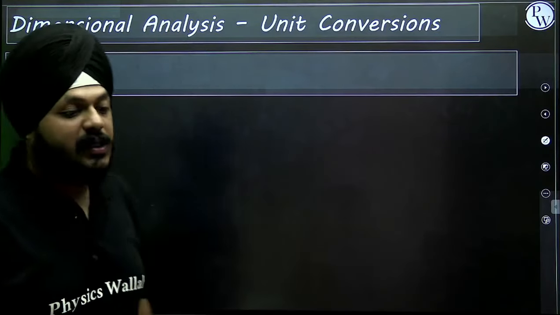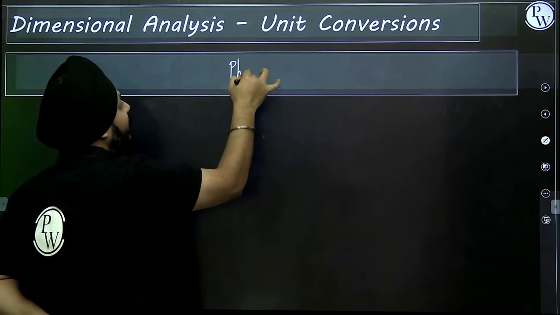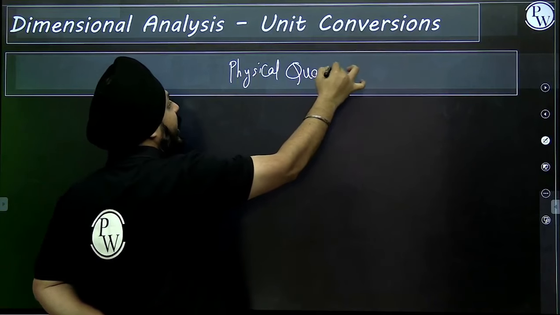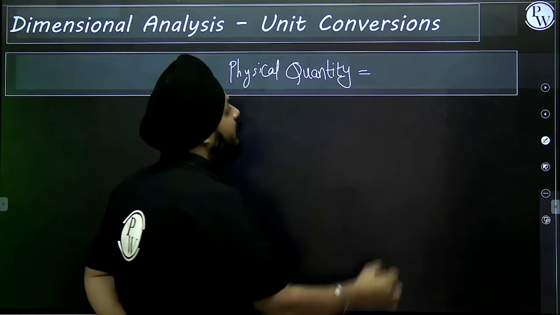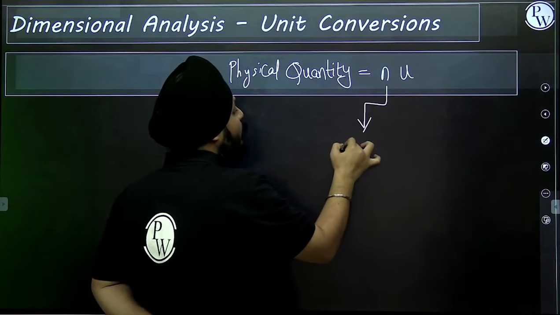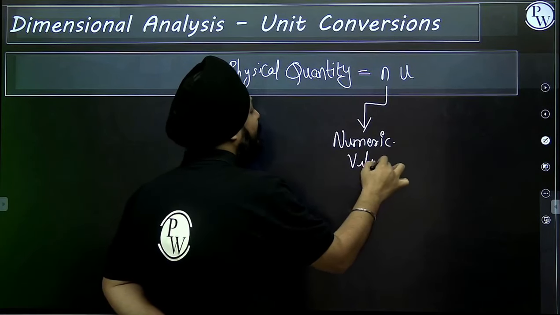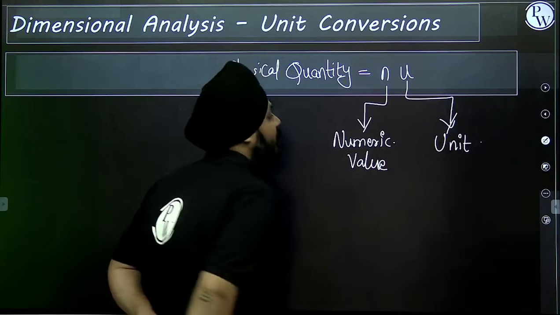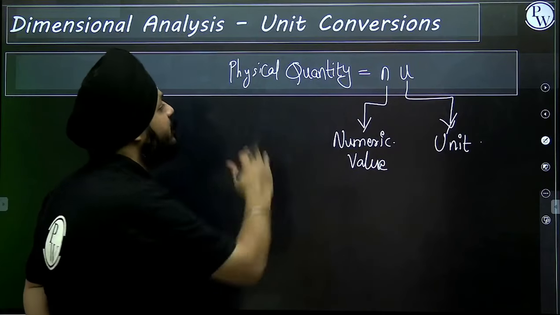Now, what does it state? First of all, any physical quantity is the product of two things. One is N, the second is U. N is always the numeric value, and U is the unit. Any physical quantity is defined by these two terms.